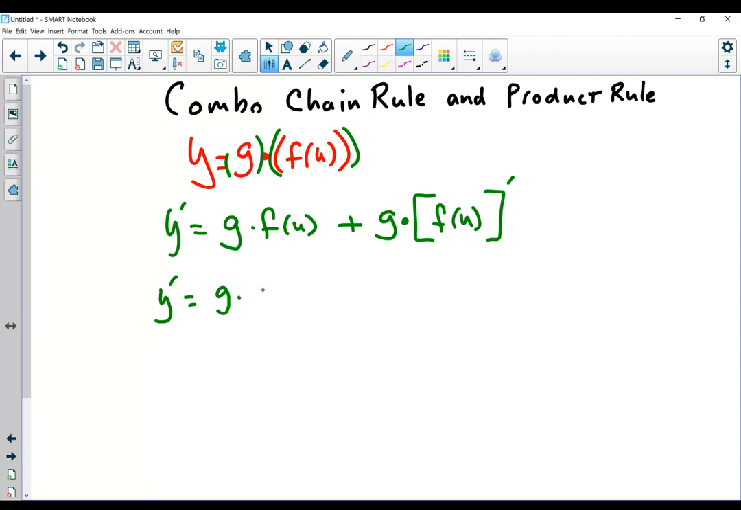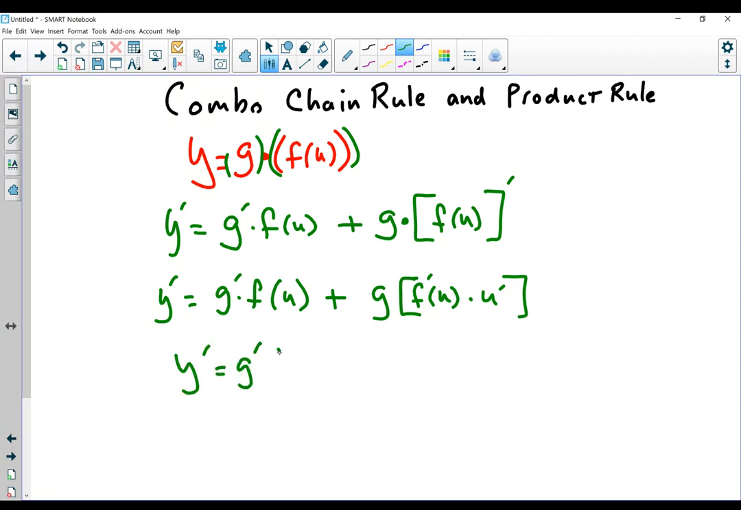You still have g prime times f of u plus g, and then here the derivative of f of u would look like f prime of u times u prime. That's how that would look. You really can't simplify this too much other than to just rewrite it like this. G prime normal f of u plus normal g, f prime of normal u, u prime. That's as complicated as you can make it.